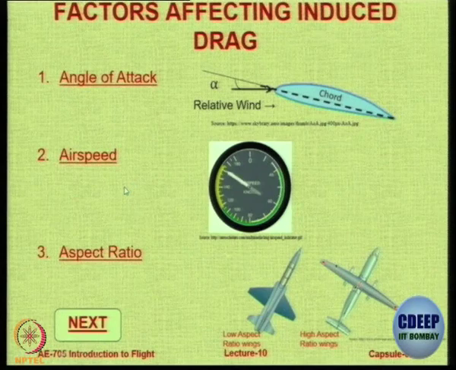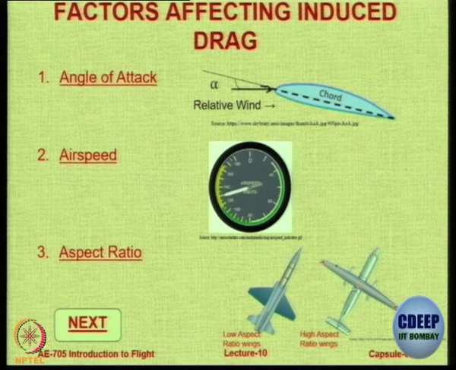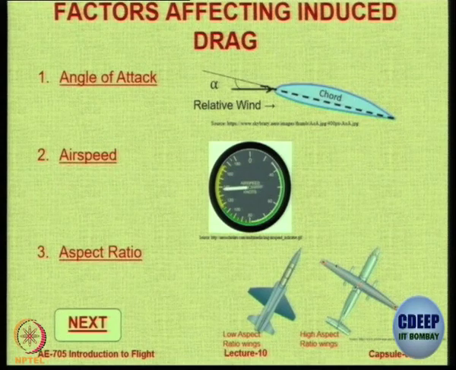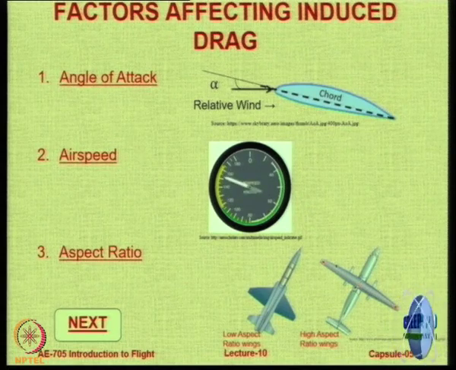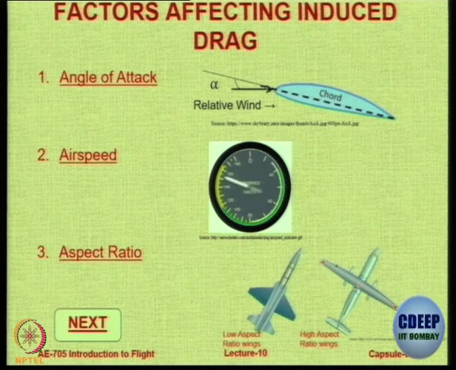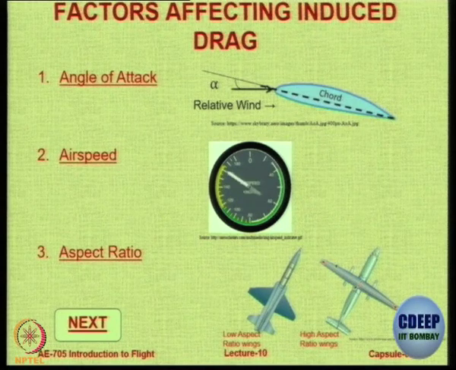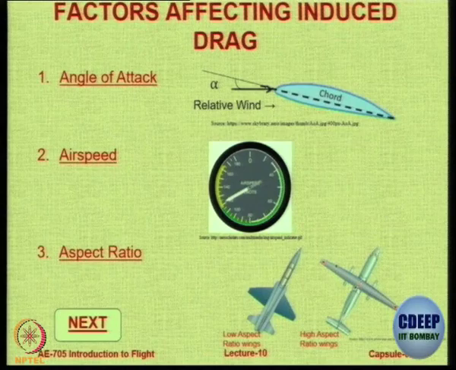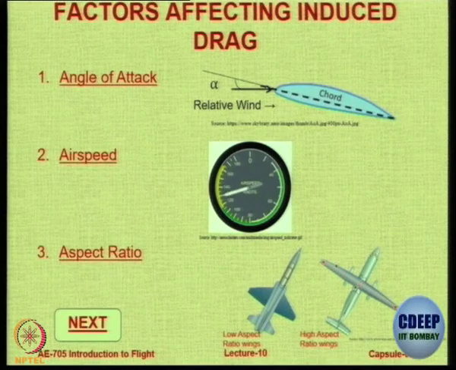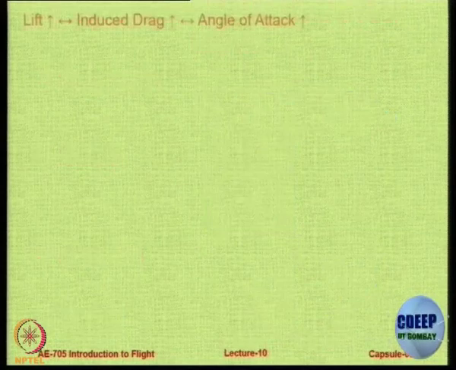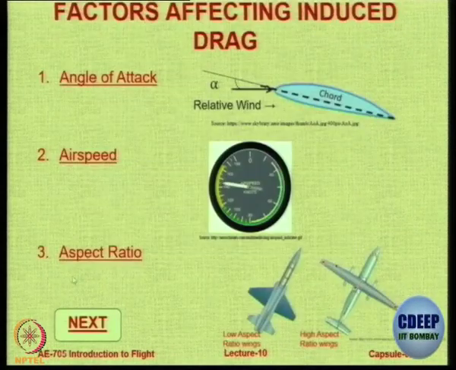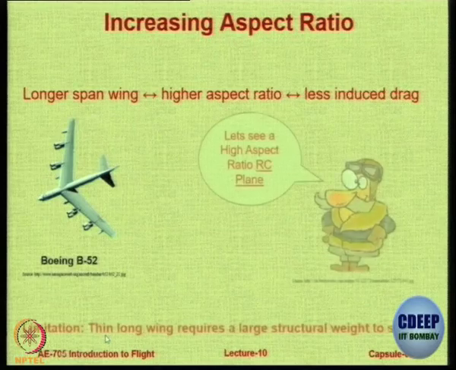So what do you do for angle of attack? Do you reduce it or increase it to reduce the induced drag? If you reduce angle of attack, you will have higher CL for the same lift. So that will create more or less induced drag? Answer me. If you reduce angle of attack, what happens to CL? Also reduces. Correct. So if you increase airspeed, CL reduces. If you increase aspect ratio, then also there is a reduction. So these are the ways in which you can do it.